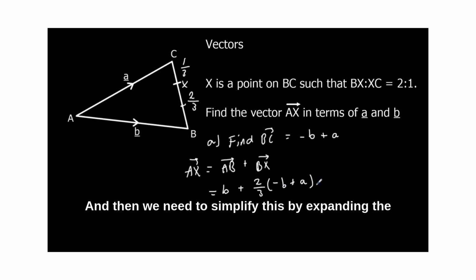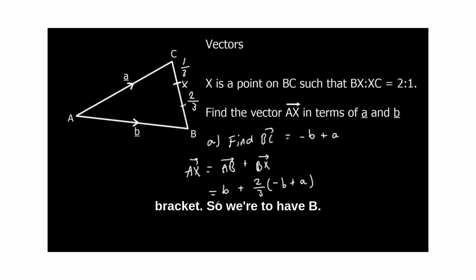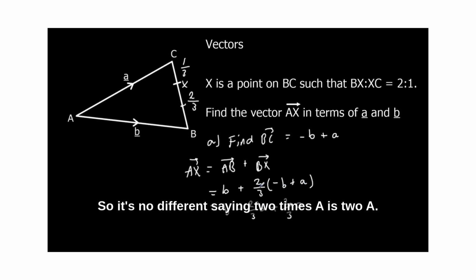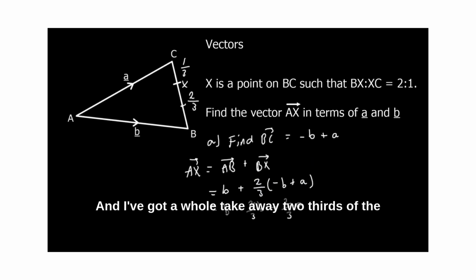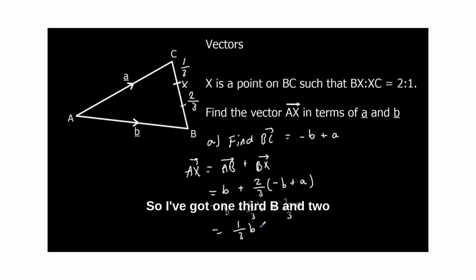And then we need to simplify this by expanding the bracket. So we're going to have B, and then 2/3 times minus B is minus 2/3 B. And 2/3 times A is 2/3 A. So it's no different saying 2 times A is 2A. It's 2/3. 2/3 times A is 2/3 A. And I've got a whole, take away 2/3 of the B's. So 1 whole, take away 2/3 is 1/3. So I've got 1/3 B and 2/3 A. And that's the answer.